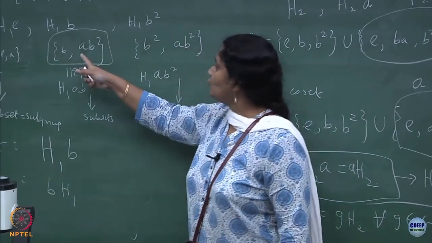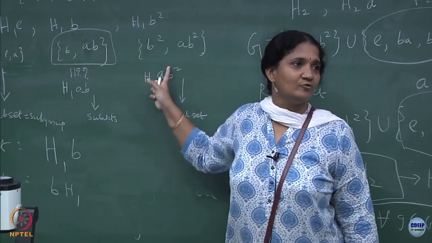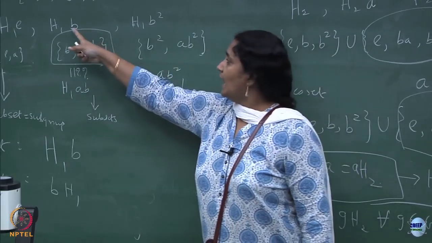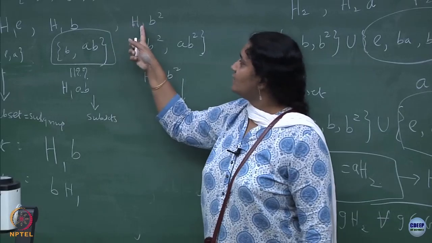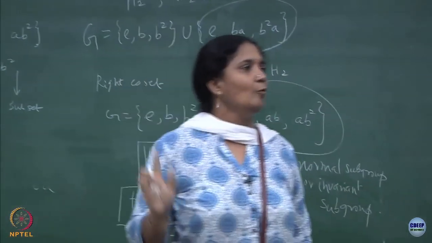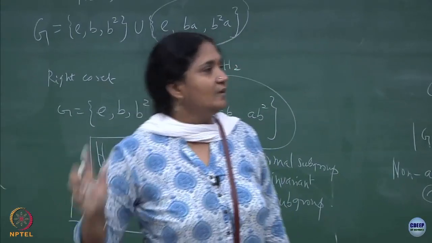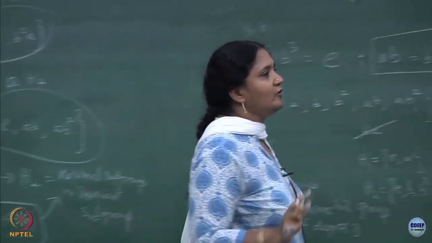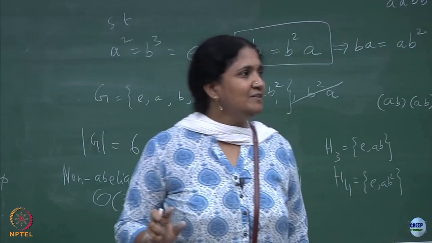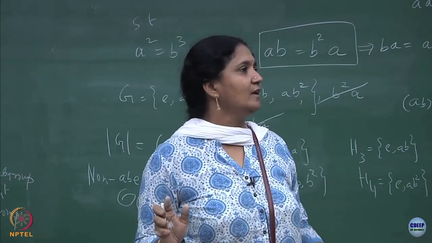So, there cannot be one element from this coset overlapping with that coset, that is impossible. The overlap between this coset and this coset is null. There is no overlap between H1B and H1B square, but the group will be a disjoint union of the cosets. From now on, let me just confine to left cosets and I will call them cosets.